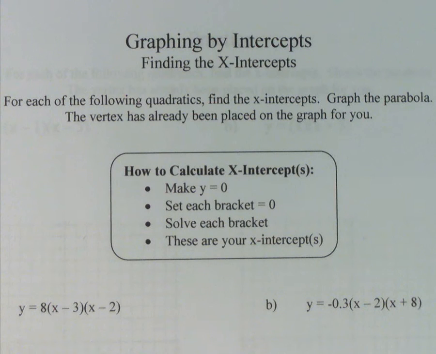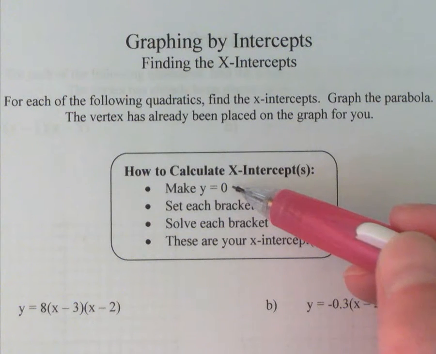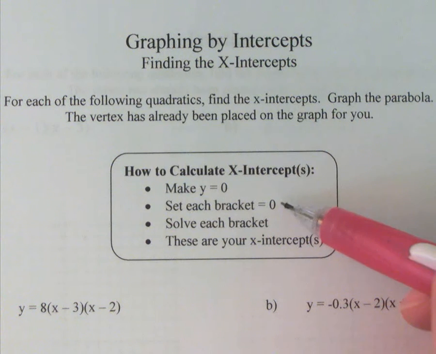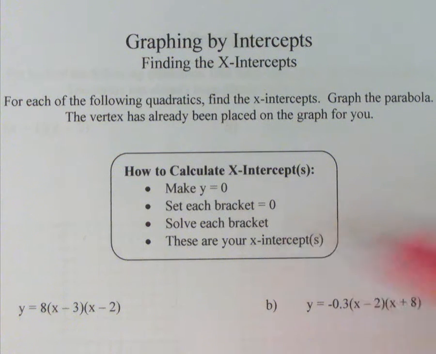Okay, we're going to look at graphing by intercepts, and we're actually going to look at finding the x-intercepts. So to find the x-intercepts, we're going to make y equal to 0, which means that I can set each bracket equal to 0. I'm going to solve each bracket, and these are my x-intercepts.